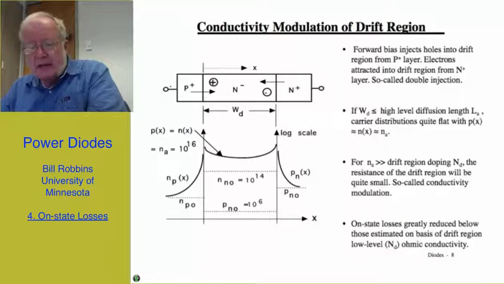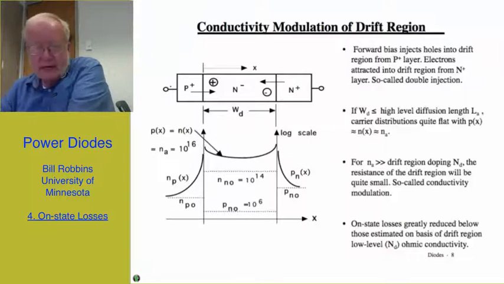The next thing we have to ask is, what happens when we turn on one of these devices? We already know that the current is going to have to go through the drift region, and we purposely have to have a fairly lightly doped region to have a high breakdown voltage. Well, light doping implies a fairly high resistance in this drift region.